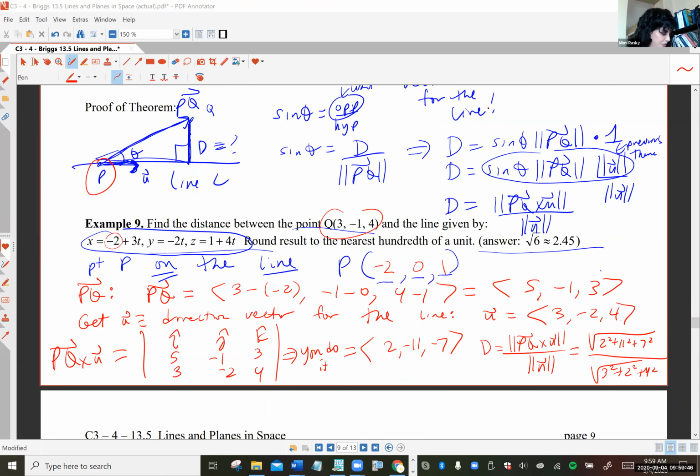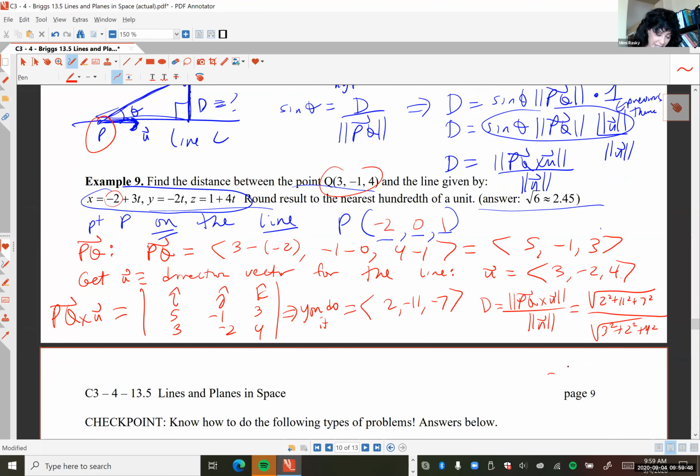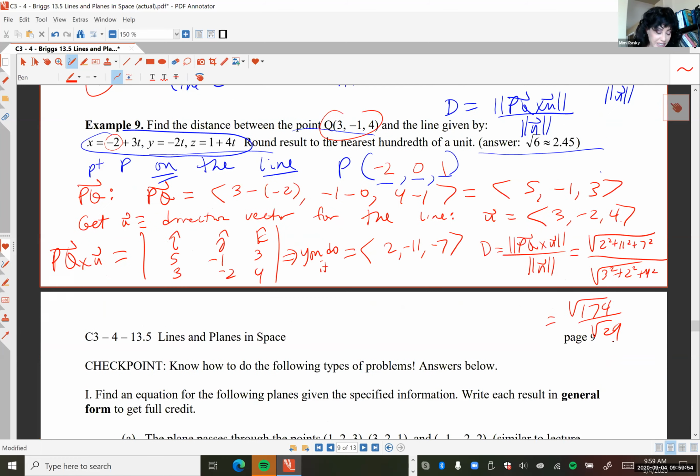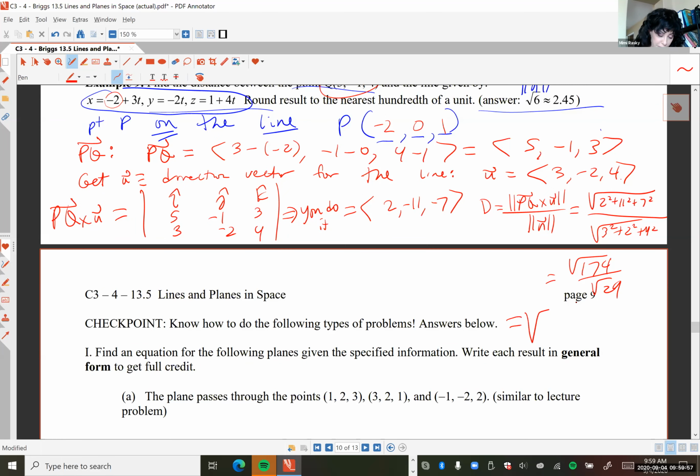So then what? Well, then you do the arithmetic, and this turns out to be square root of 174 over square root of 29. Now, you wouldn't think this happens, because this rarely happens, but let me just finish this problem out. It turns out that a quotient of radicals is the same as a radical of a quotient, and it turns out that 29 divides 174 evenly. Really? I know that's not obvious. It turns out it's just 6. And that is the exact answer, and the approximate answer is 2.45 units.